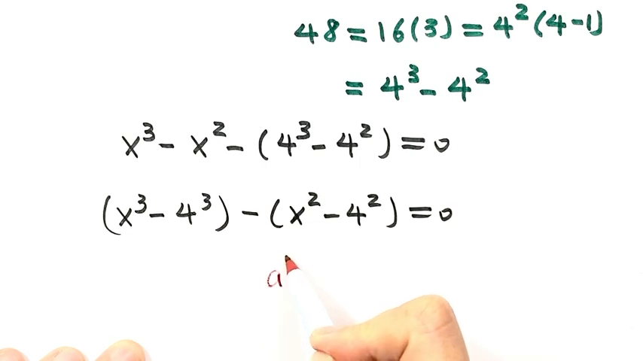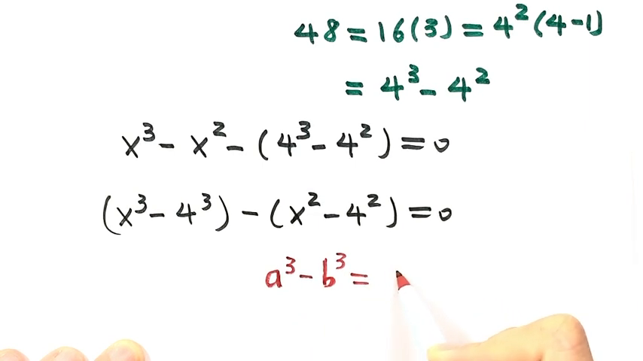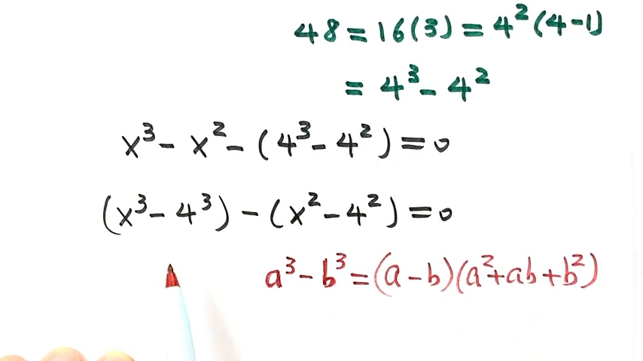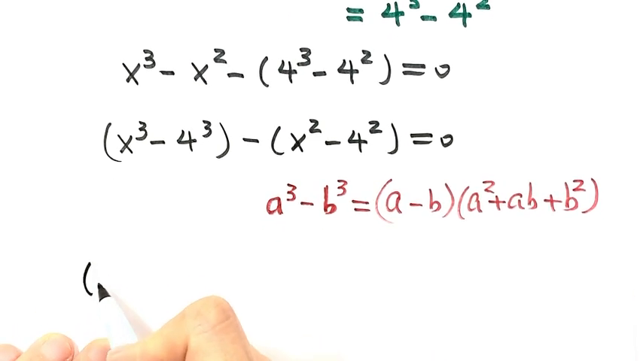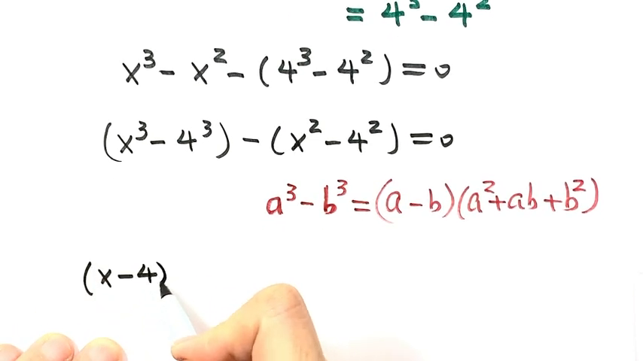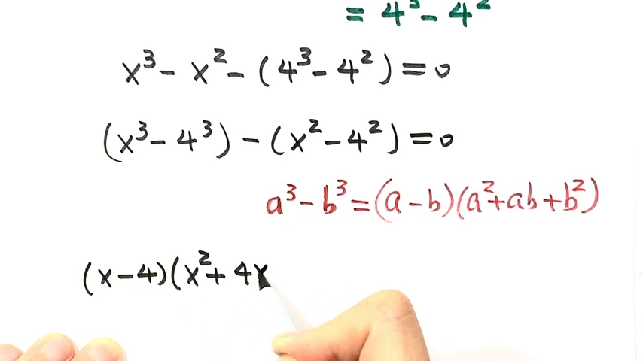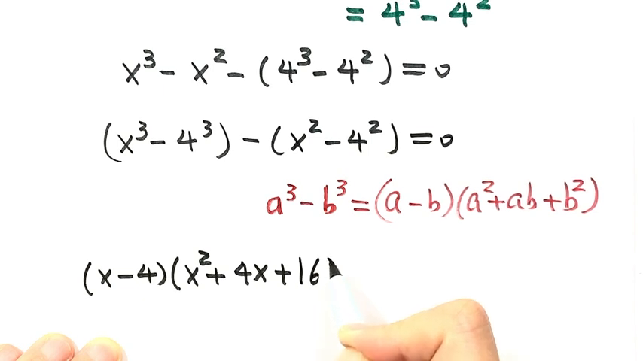That's a to the third minus b to the third, then equals a minus b, then here a squared plus ab plus b squared. So we're going to apply this formula to this part. And here just x minus 4. And here x squared plus 4x plus 16.